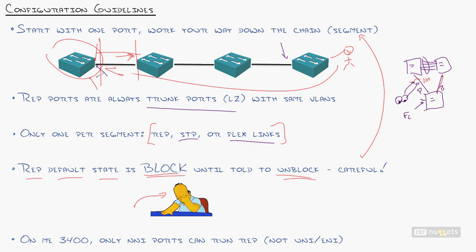So you want to make sure that you know that this default state is blocked. So work your way down the chain. By the time you get here, all these links are going active, active, active, active, active, active, and then we regain connectivity to the whole chain. Okay. On Metro Ethernet 3400, which is the focus of the SPNGN2 series, I'm talking certification-wise, only NNI ports can run REP, not UNI and ENI, and that makes sense. I mean, these are user-facing ports, not the network-facing ports, and this is all a network-based feature.